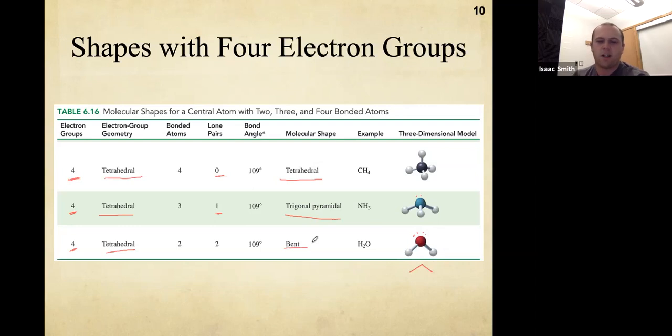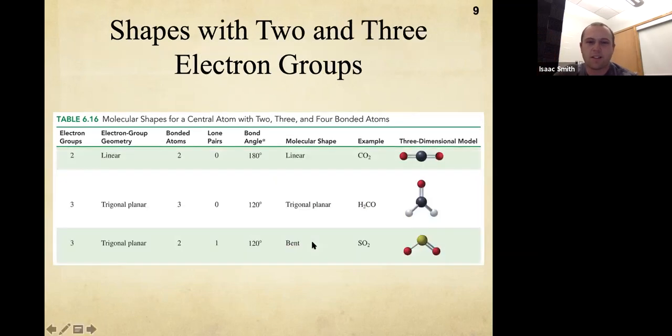So you need to know up to 6 electron groups. 2 electron groups is linear, 3 is trigonal planar, 4 is tetrahedral, 5 is trigonal bipyramidal, 6 is octahedral. Those are the electron group geometries you need to know, which were in the previous slide. For molecular shape, you just need to know the ones on these 2 slides.